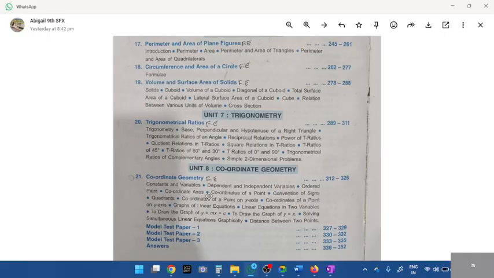Did we start coordinate geometry? Did I teach all coordinate geometry? Graph question. I'll teach all this coordinate geometry. We'll start tomorrow.